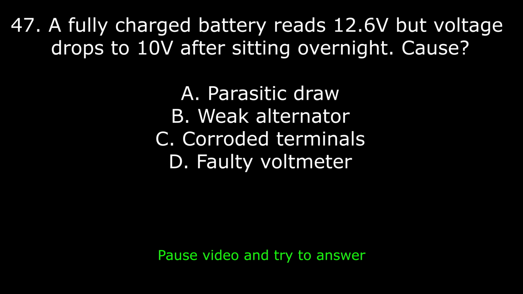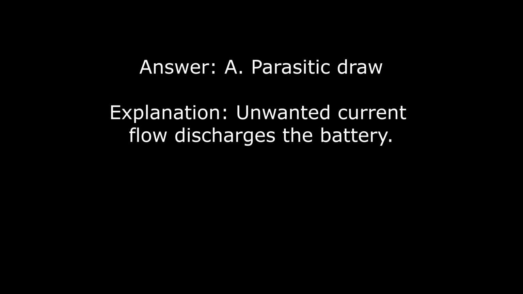47. A fully charged battery reads 12.6 volts, but voltage drops to 10 volts after sitting overnight. What's the cause? A. Parasitic draw, B. Weak alternator, C. Corroded terminals, D. Faulty voltmeter. Answer: A. Parasitic draw. Explanation: unwanted current flow discharges the battery.